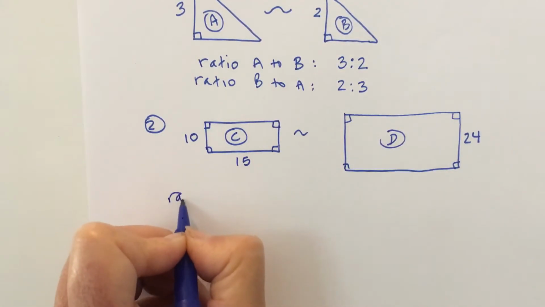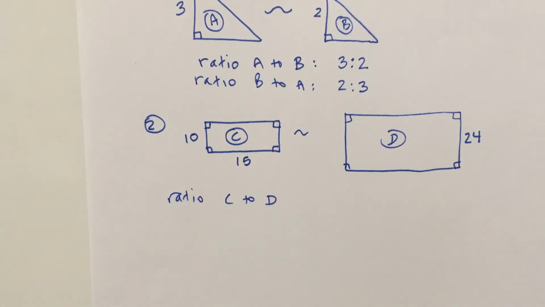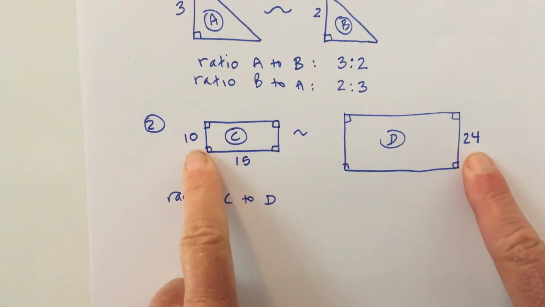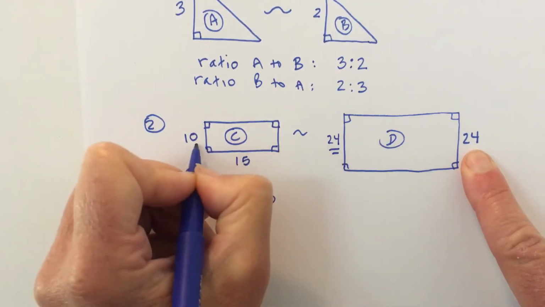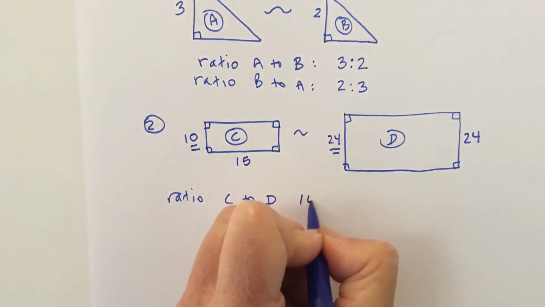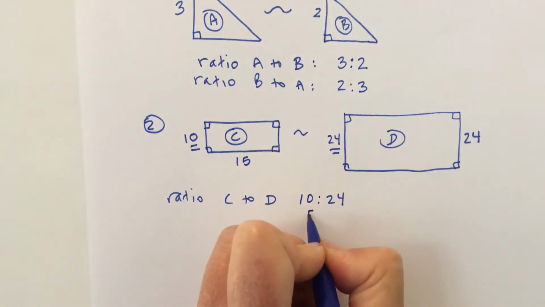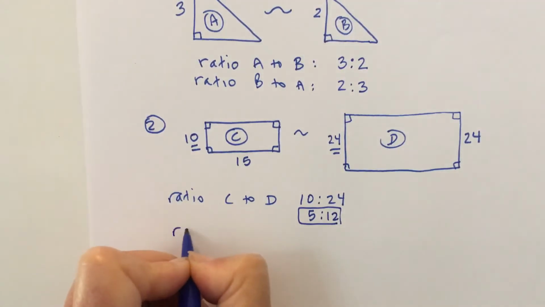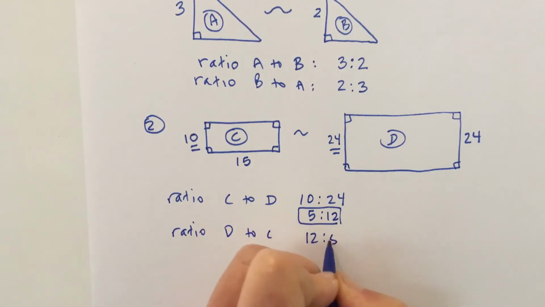Okay, when I do ratio C to D, the important thing is that you match things up. So there's only one side here. Does that side match more with the 15 or the 10? Okay, and you have to say, well, if that's 24, it's a rectangle, that's also 24. And then this one and this one are both the height. So those would be the ones that would match. So the ratio would be 10 to 24. Okay, but I don't want you to leave things unreduced. I would want you to reduce that and make it 5 to 12. Okay, and then if I said, what is the ratio of D to C, it would just be backward. It'd be 12 to 5.